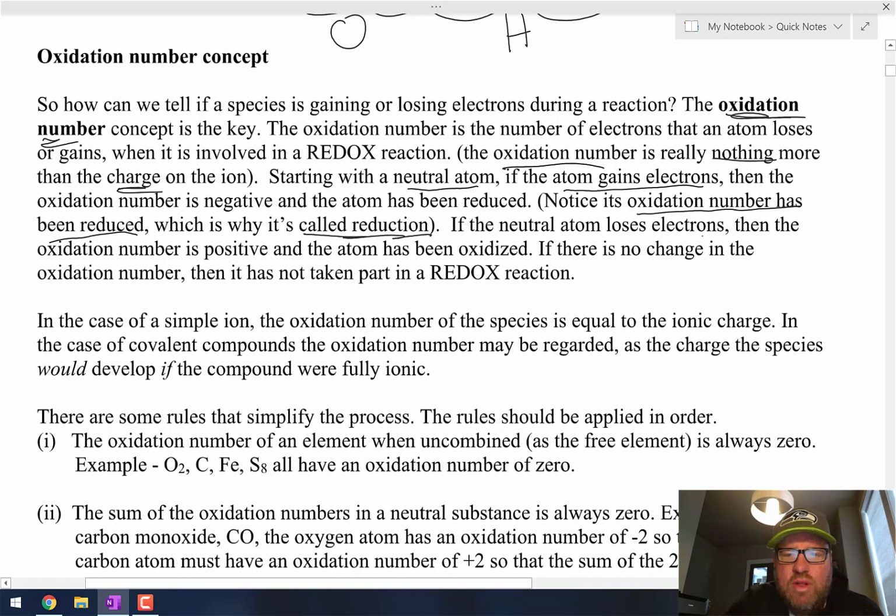If a neutral atom loses electrons, then the oxidation number is positive and the atom has been oxidized. And if something loses electrons, something else has to gain those electrons. You can't have part of a redox reaction. It's either a redox reaction or it's not. So if right away you notice, oh, oxygen's oxidation number is changing from one side to the other, then it has to be a redox reaction. Because if oxygen loses electrons, then something else has to gain those electrons.